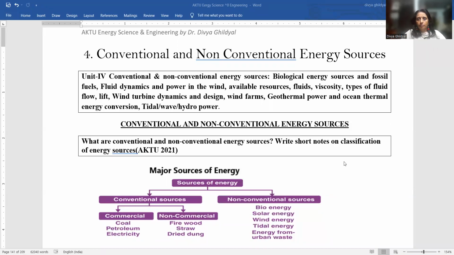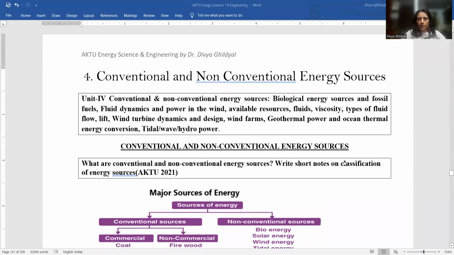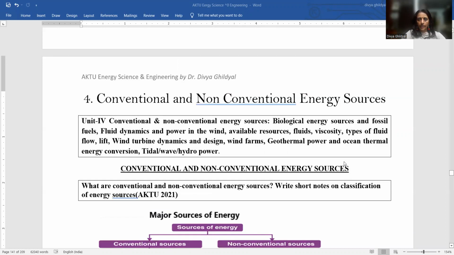Hello students, myself Dr. Divya Ghildiyal, in continuation with my lecture series on AKTU Energy Science and Engineering for BTech second year students. Today I will be briefing you Unit 4 of your syllabus, Conventional and Non-Conventional Energy Sources.